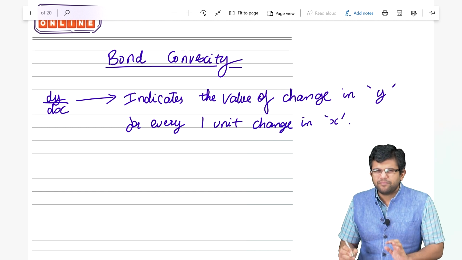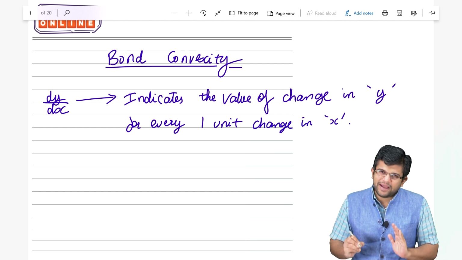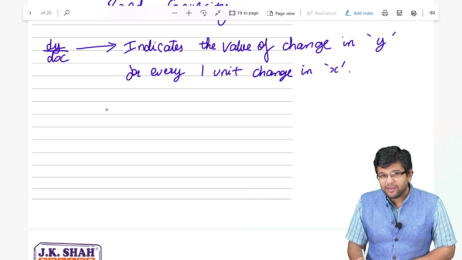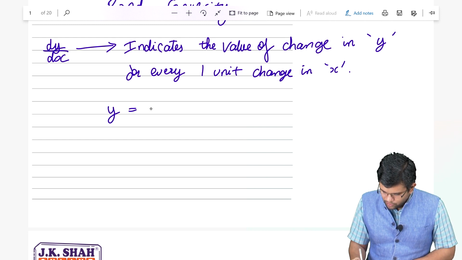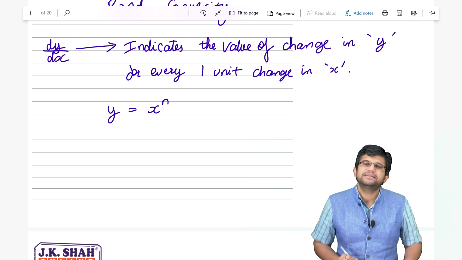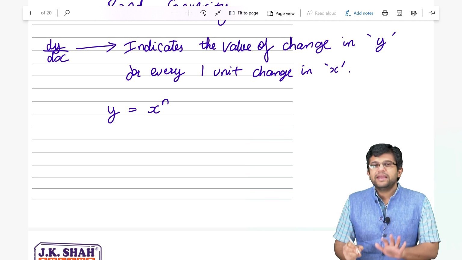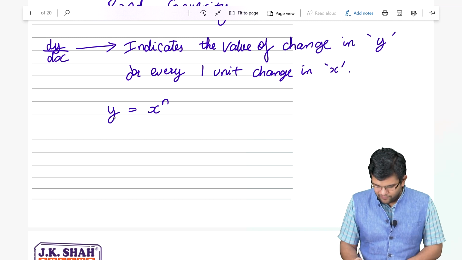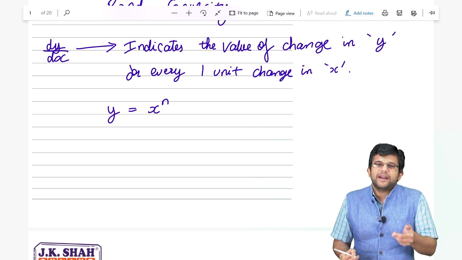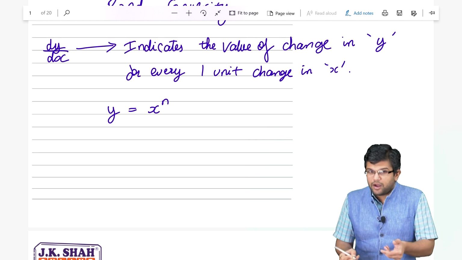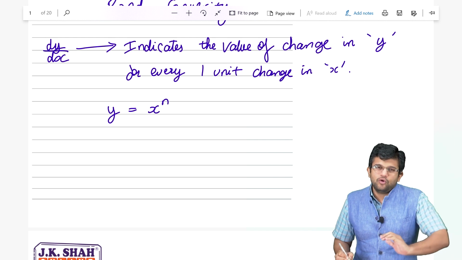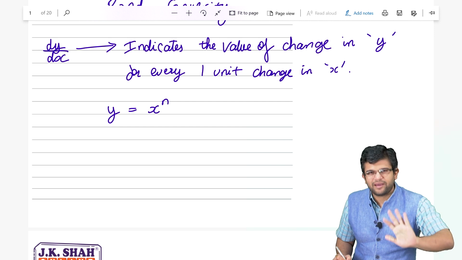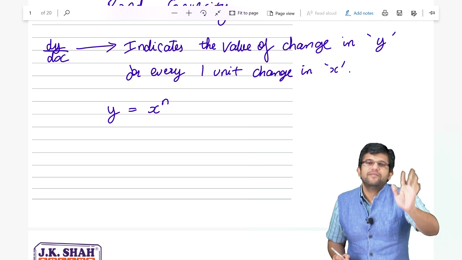Now I'll give you a simple rule on how to apply dy by dx. Children, very simple, please pay attention. If I say that y is equal to x raised to n, then if I want to find dy by dx, first of all understand y equal to x raised to n is an equation. That means when x changes, y will accordingly change. Now I want to know for every 1 unit change in x, y will change by how much.